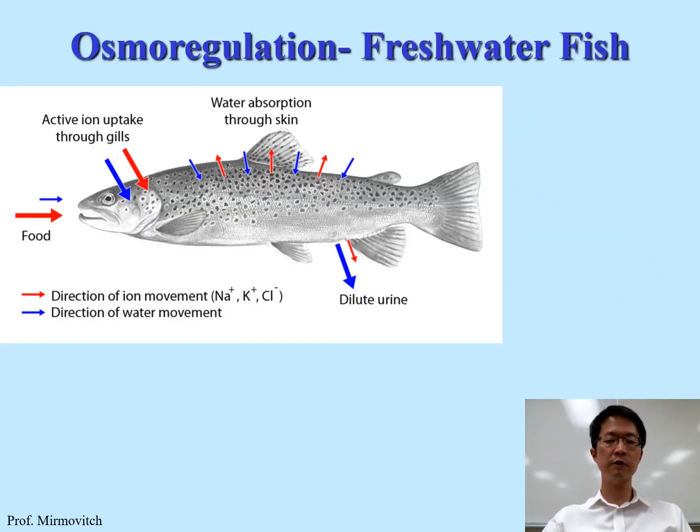So freshwater fish have to absorb a lot of salt through the gills, and they have to excrete dilute urine because for freshwater fish, water keeps going into their body all the time.